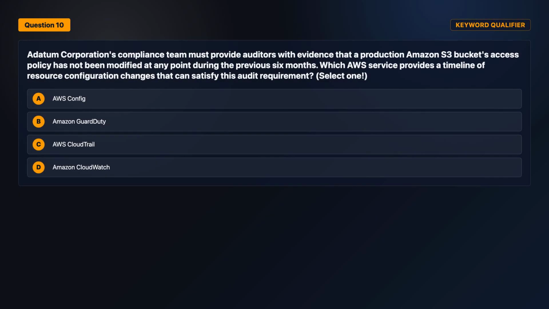Okay. Question 10. The verb matters here. A Datum Corporation's compliance team must provide auditors with evidence that a production Amazon S3 bucket's access policy has not been modified at any point during the previous 6 months. Which AWS service provides a timeline of resource configuration changes that can satisfy this audit requirement? Select one. Review the answer choices on screen.